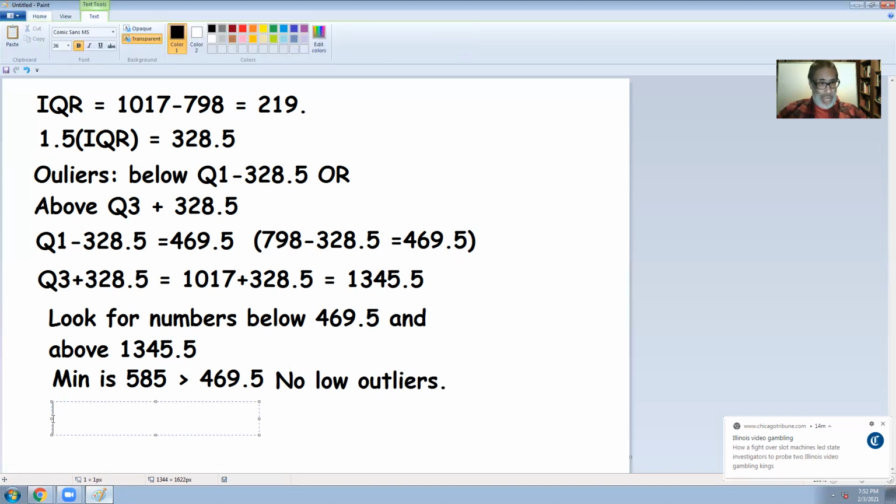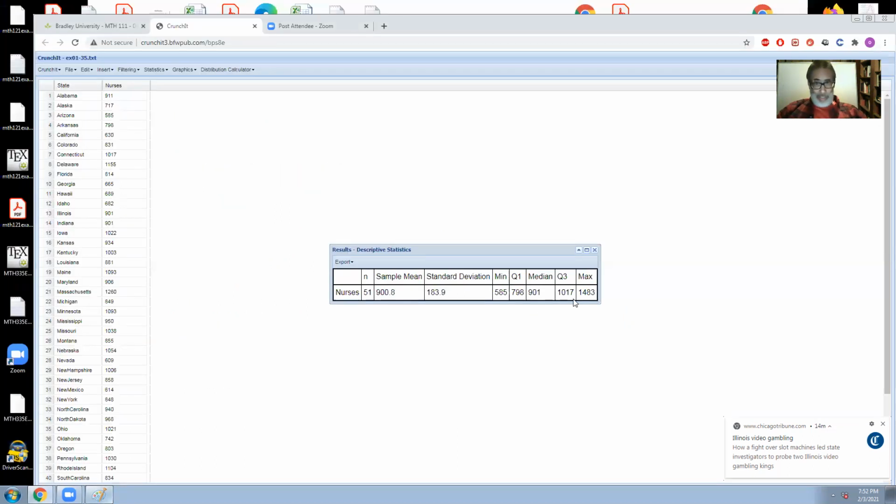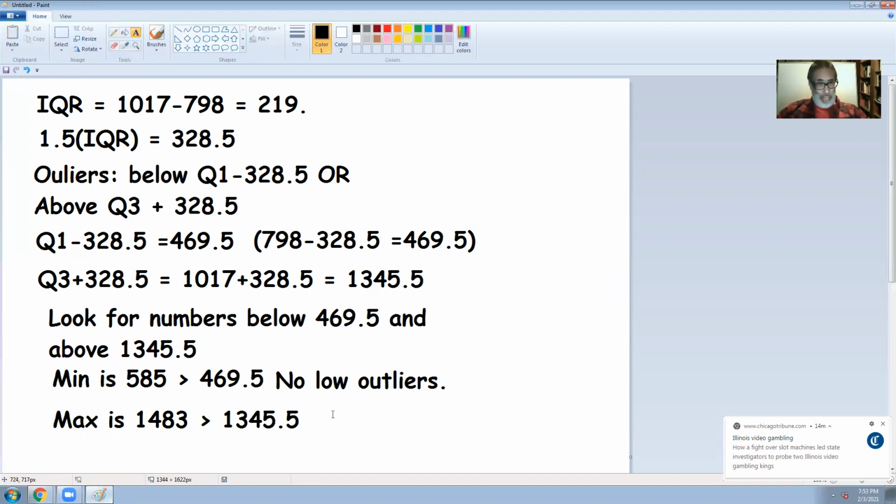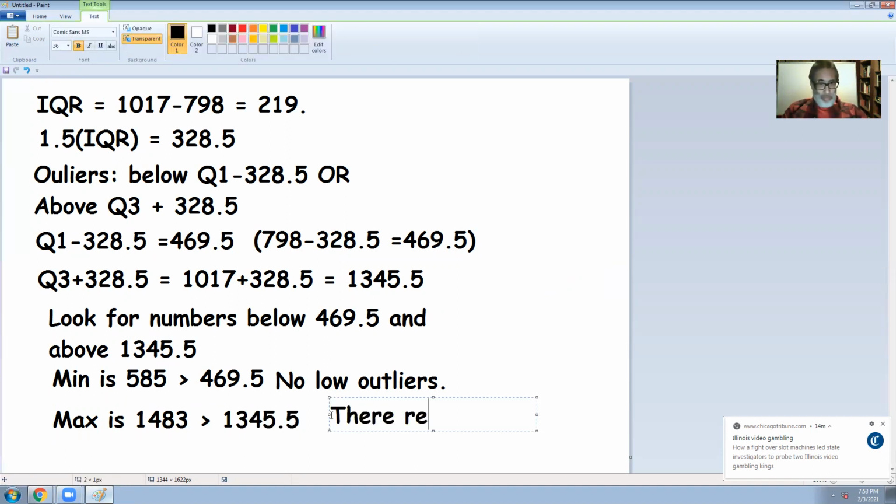On the other hand, what about the max? Well, the max is 1483, which is bigger than, so the max is bigger than 1345.5. So there are outliers. Upper, high outliers. So which ones?